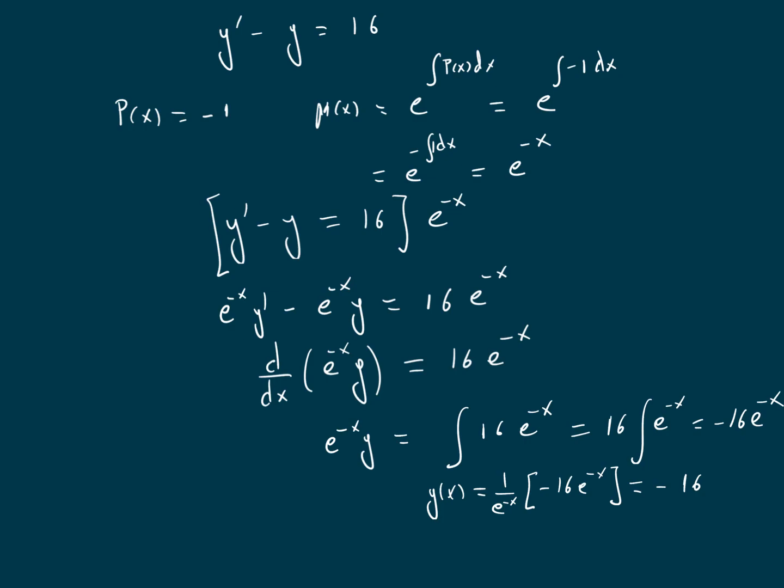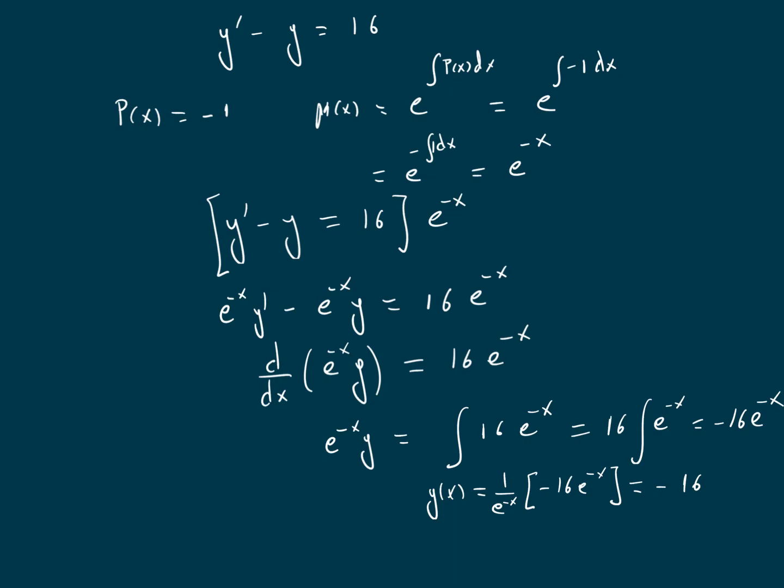If we make the derivative y prime, the derivative of minus 16 is a constant, so the derivative is 0. Minus y, minus minus 16, is 16. Oh, it's okay.